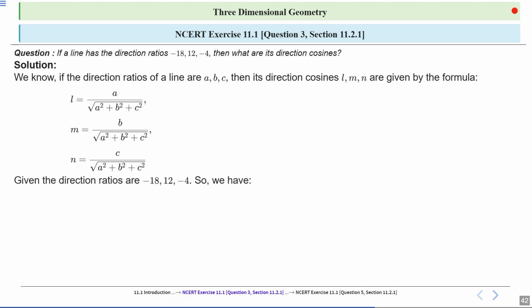Now, let's substitute the given values. The direction ratios provided in the question are minus 18, 12 and minus 4. So, we have a equals minus 18, b equals 12 and c equals minus 4. We will use these values in our formulas for l, m and n. So, clearly a is minus 18, b is 12 and c is minus 4.